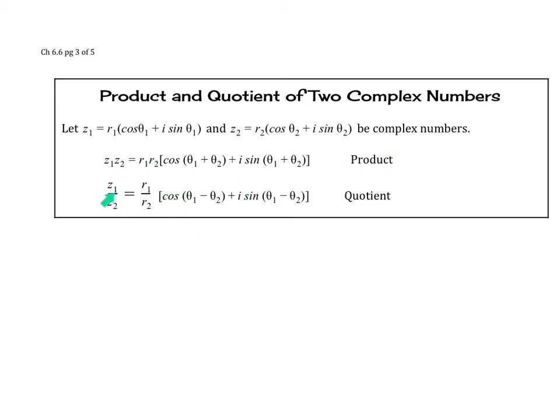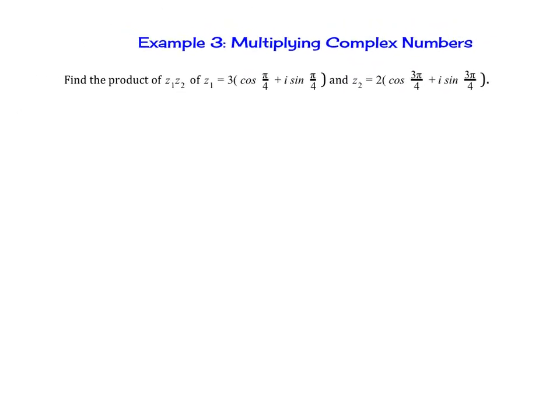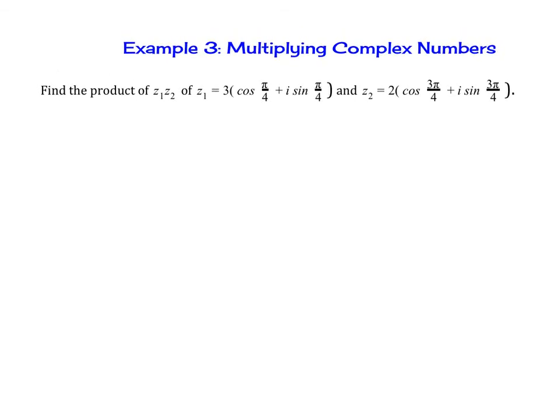When we're dividing, you divide r1 and r2, and then you subtract the thetas. So let's multiply complex numbers first. Find the product z1 z2 where z1 equals 3 (cosine of pi over 4 plus i sine of pi over 4), and z2 equals 2 (cosine of 3 pi over 4 plus i sine of 3 pi over 4).